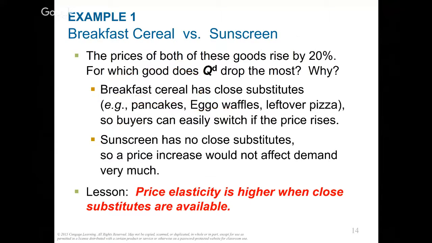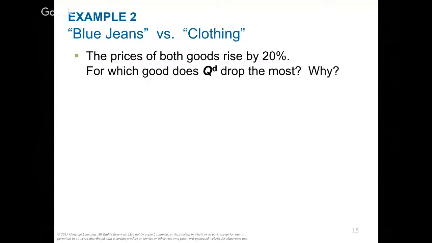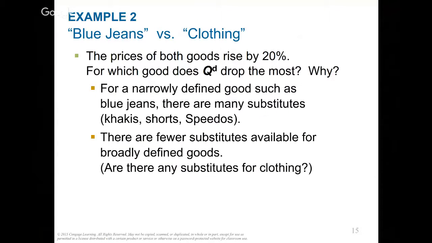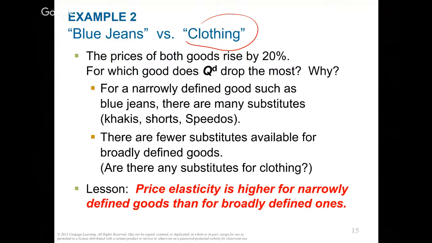Second, between blue jeans and clothing, if the price increases by 20%, which one do you have to buy? Again, this goes back to how many choices you have. Between these two goods, blue jeans is very narrowly defined. You don't have to buy blue jeans. You can buy black jeans, khakis, shorts, speedos. For clothing, if the price increases by 20%, there's not much we can do. We have to buy it. So if the good is very narrowly defined, then it has very high elasticity. But if the good is very broadly defined, it has a very low elasticity.